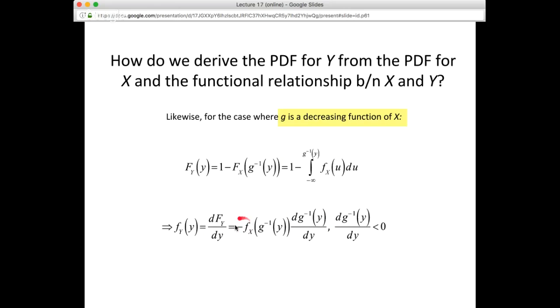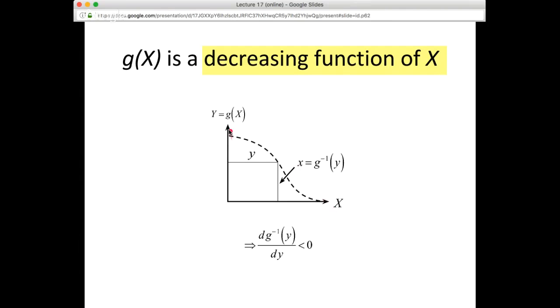And so you notice what we've got here is this minus sign sitting out in front, which we didn't see before. But we also note that in this case, that is, g is a decreasing function of x, this derivative of g inverse of y with respect to y is going to be less than 0. And I've got a little graphic to show that. So this is a case where g of x is a decreasing function of x. You see it's going down.